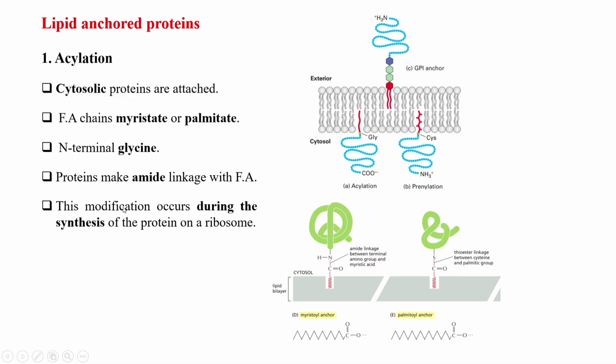Now, these modifications, or acylations, occur during the synthesis of the protein on a ribosome. Let's talk about one example of acylation, that is v-Src. We call them Src proteins. Basically, this is a mutant form of cellular tyrosine kinase. So this is actually an enzyme. Tyrosine kinase enzyme means this enzyme can phosphorylate tyrosine amino acids of other proteins.